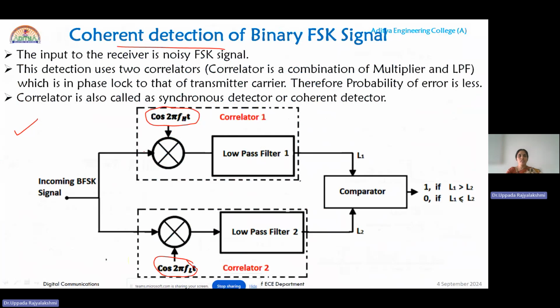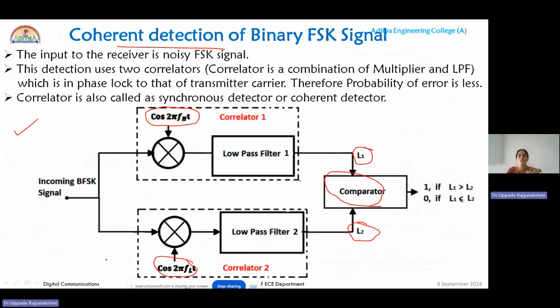The incoming BFSK signal is multiplied with cos 2πF_H t in the upper correlator and passed to the low pass filter. We consider the output of the upper correlator as L1. Similarly, it is also multiplied in the lower correlator with cos 2πF_L t and applied to the low pass filter. Let the output from the lower correlator be L2. Here, because we have two outputs, let us apply them to a comparator instead of a decision device.